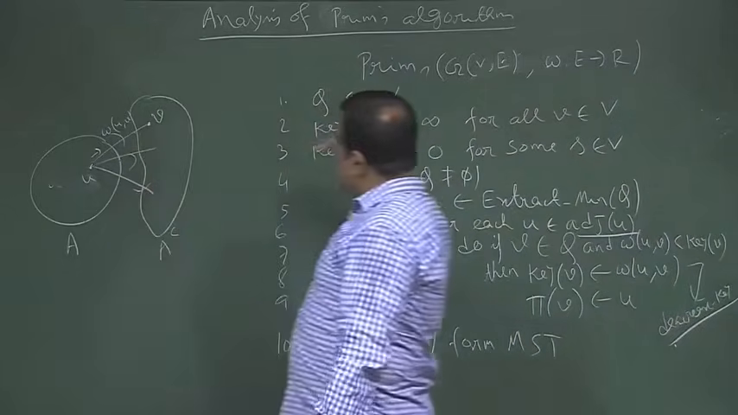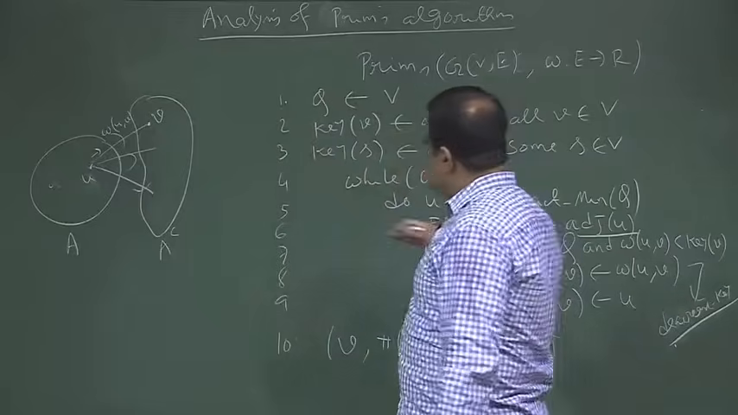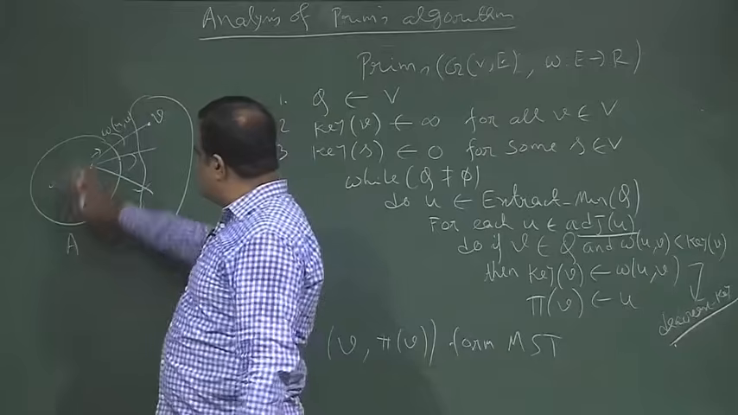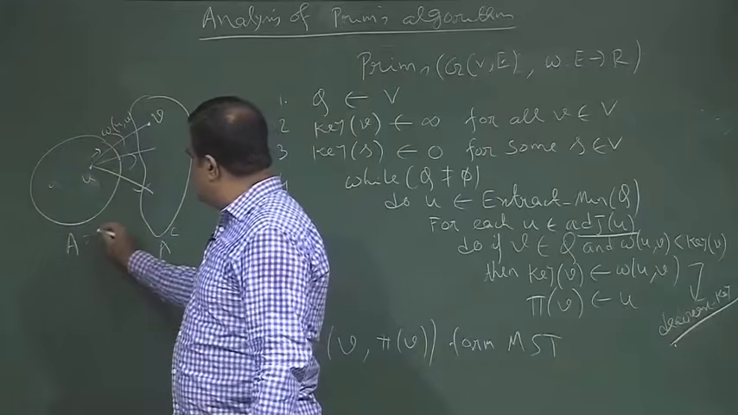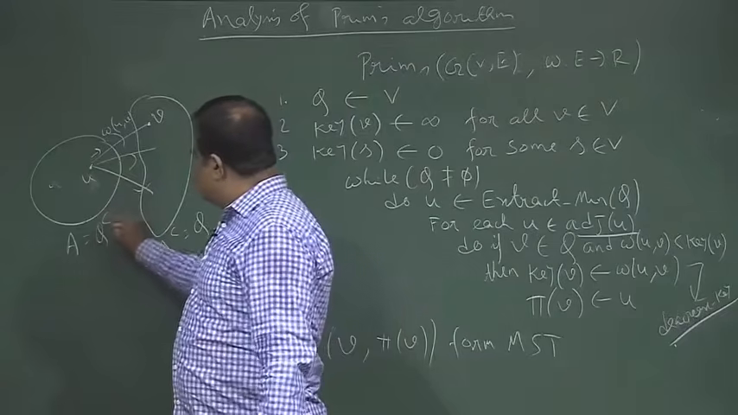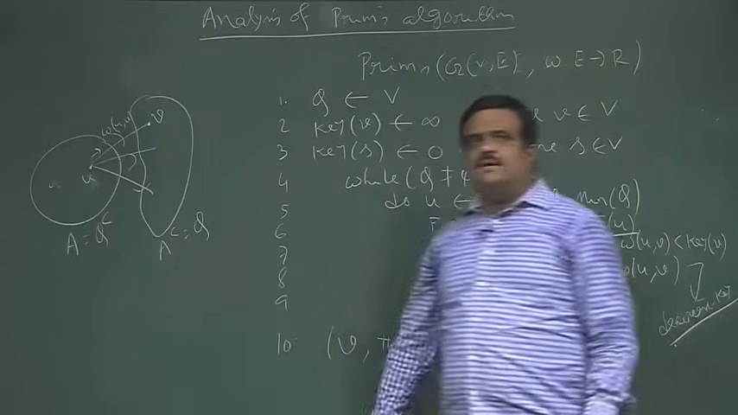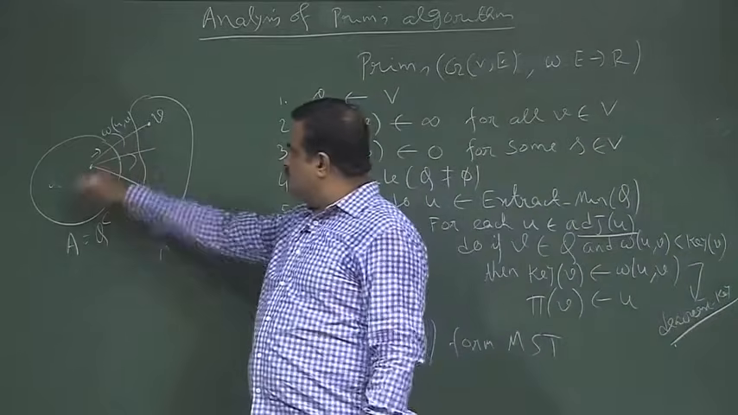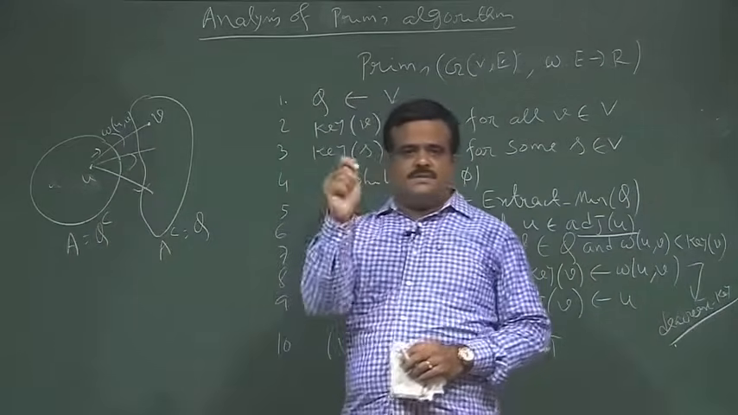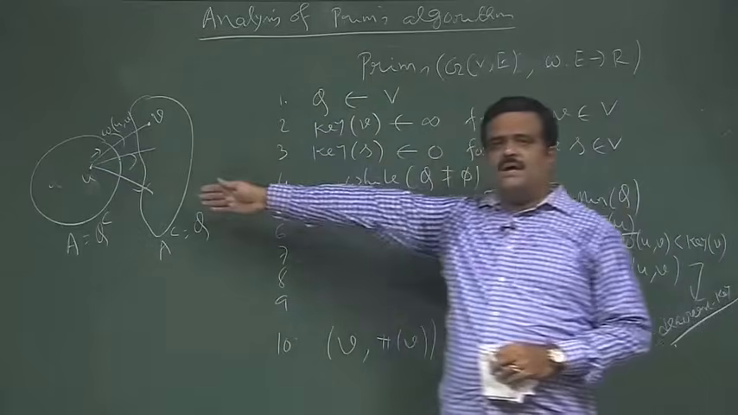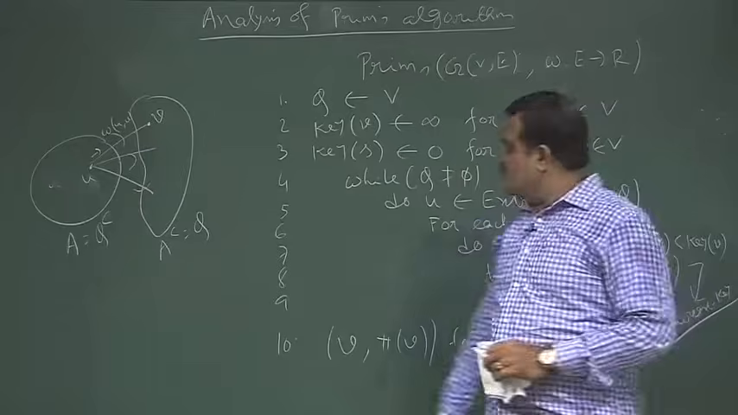And now again we extract the minimum. That minimum will be the minimum among the bridge edges. This is our A set, and A complement is Q; A is basically Q complement. There is a theorem we proved in the last class that among all the bridge edges from A to A complement, whichever is the minimum has to be in the minimum spanning tree, and that will be reflected in their key.